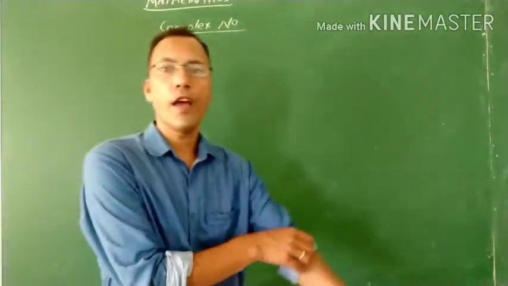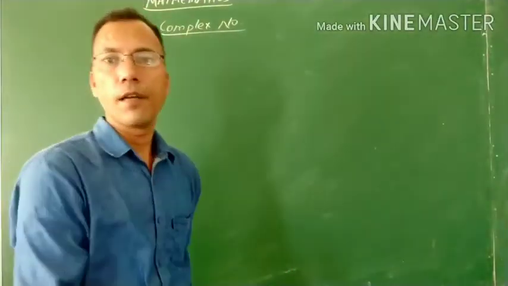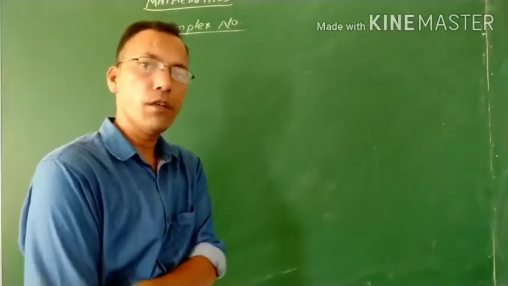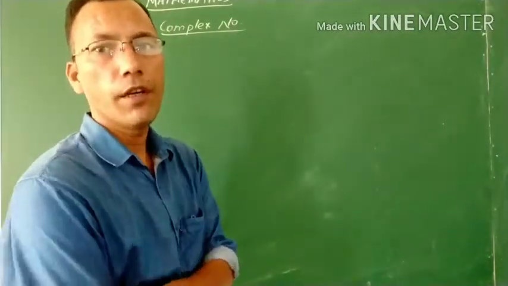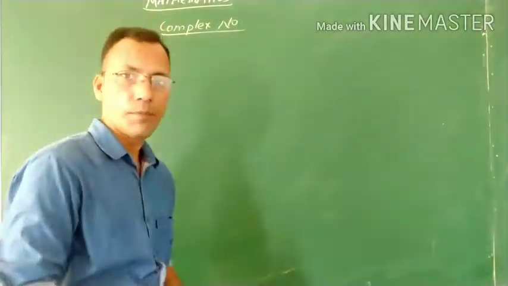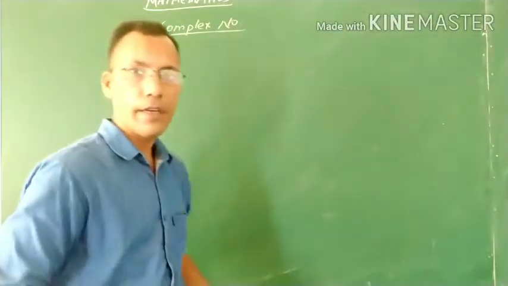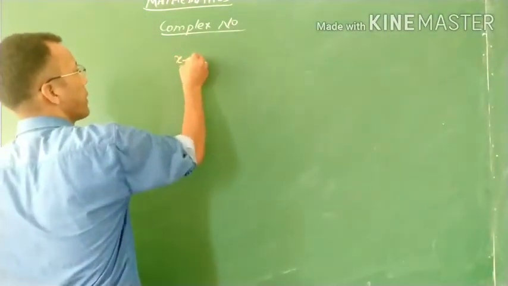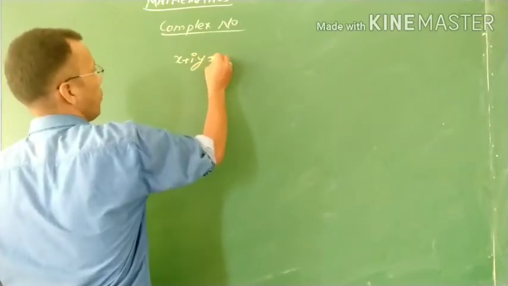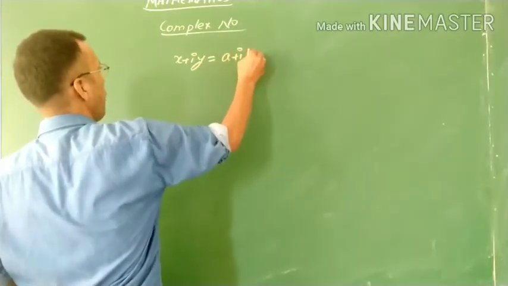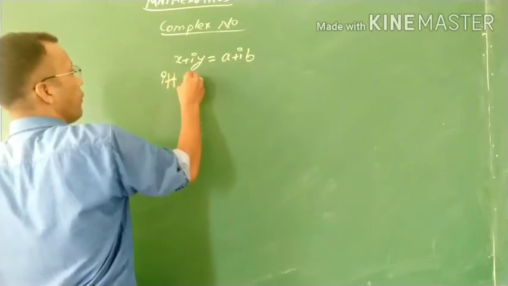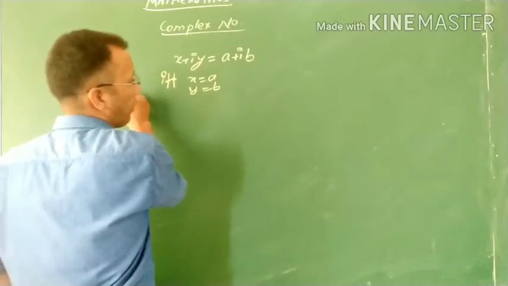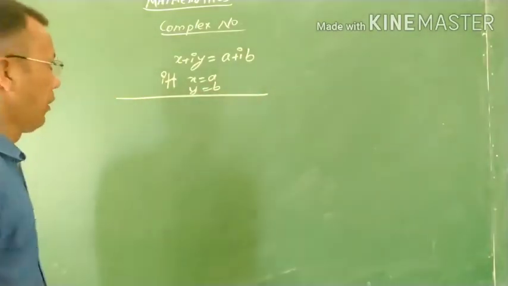In previous classes we have discussed iota powers and how to write it in the form of a plus iota b or x plus iota y. Now we are going to solve this one. Two complex numbers x plus iota y and a plus iota b are equal if and only if x is equal to a and y is equal to b.